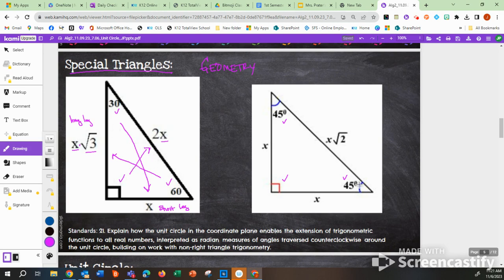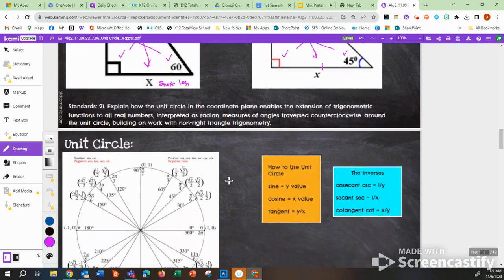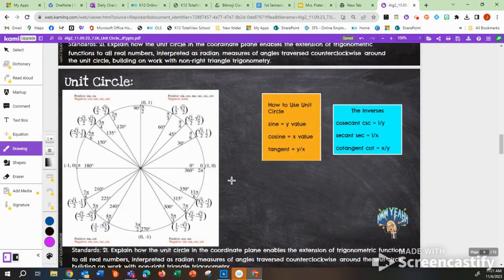And the 45, I think it's a little bit easier. The two sides that are opposite of the 45 degree angle are called your legs, and they are congruent. So they're both going to have a value of X. And then your hypotenuse, which is the side opposite of the right angle, is going to be your leg times the square root of 2. There is no short leg or long leg in a 45. All right, so we do use those values when we're talking about our unit circle.